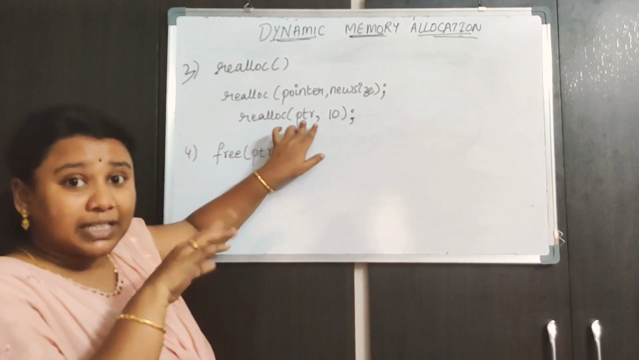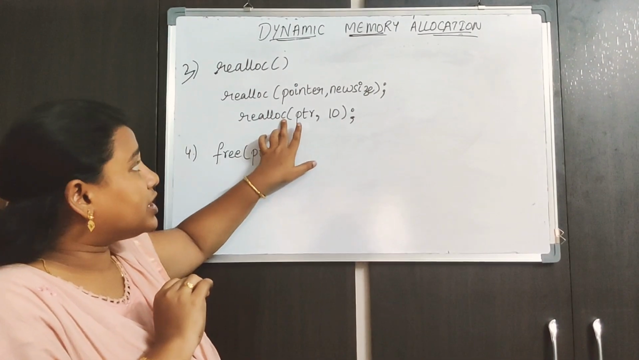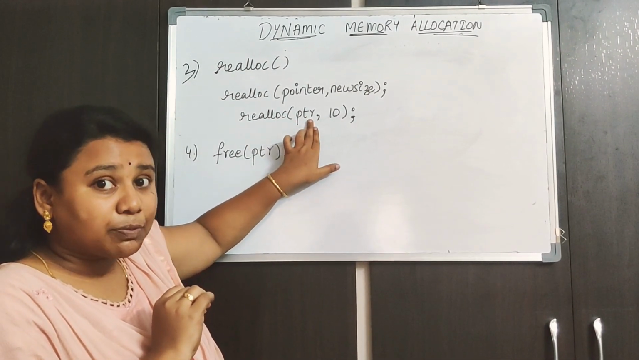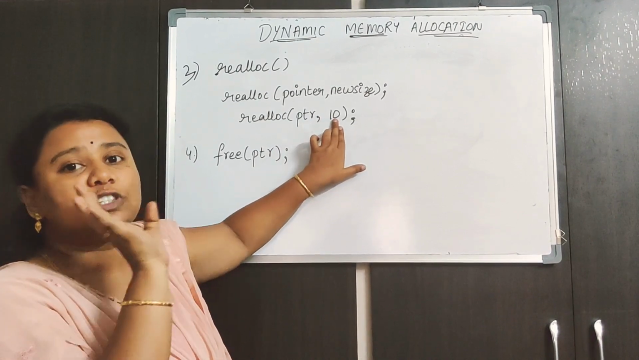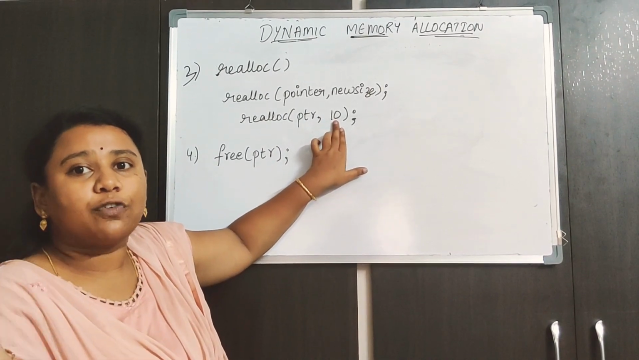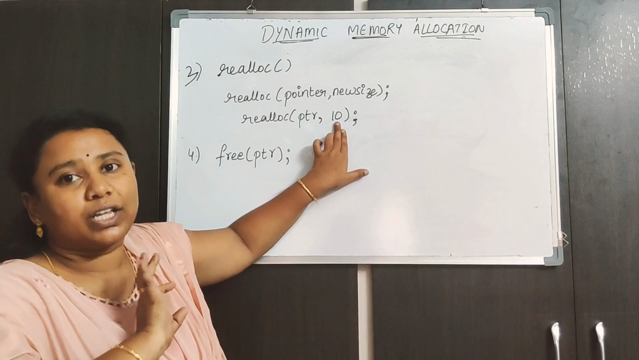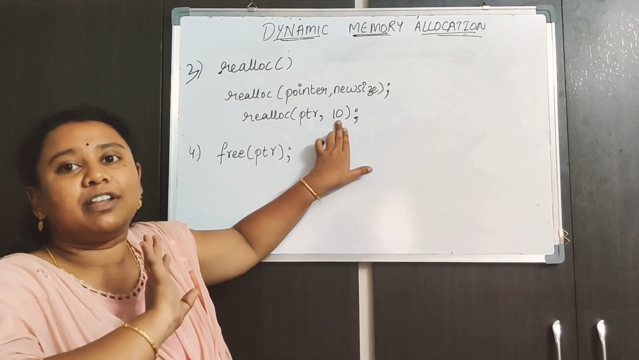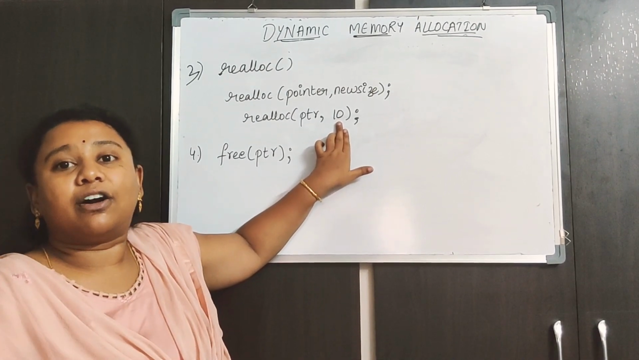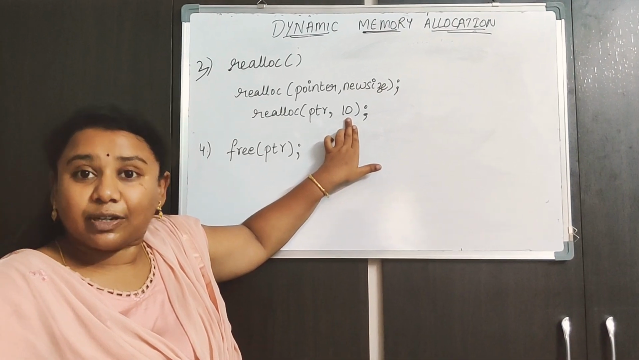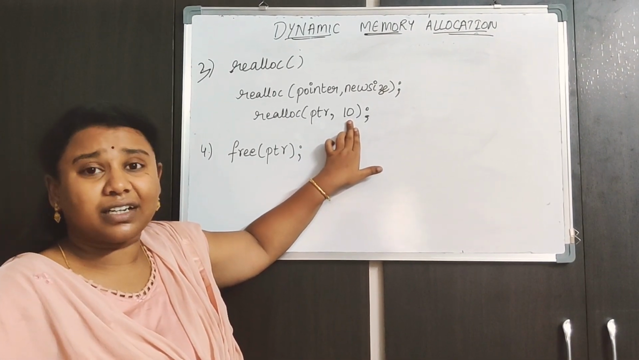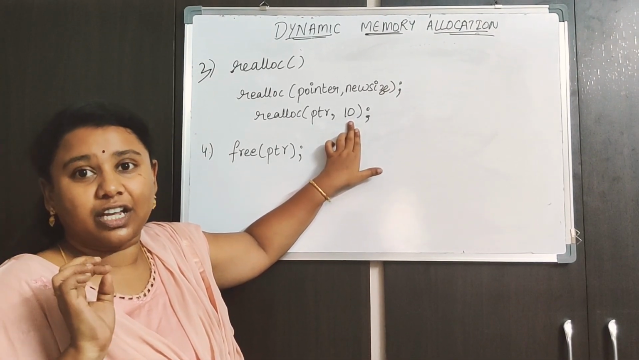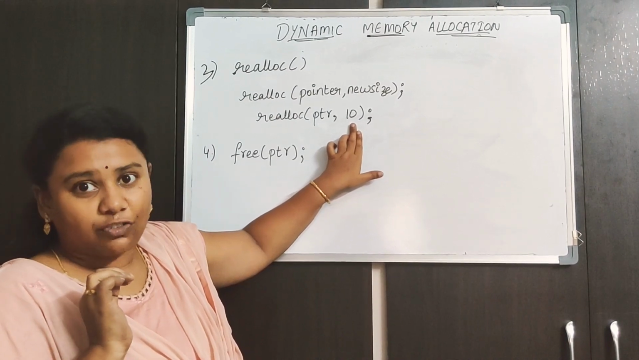How? Suppose the pointer is PTR. You use the function realloc, mention the pointer, a comma, and just specify the new size. Now 400 will be altered to 10 bytes only. Only 10 bytes of continuous memory will be allocated, and the remaining 390 bytes will be removed from your allocation. That is the advantage of the realloc function.